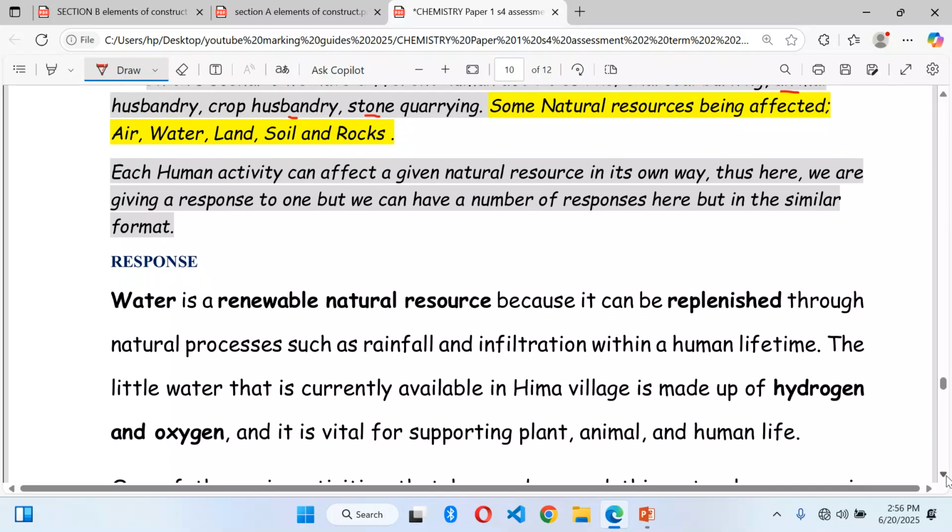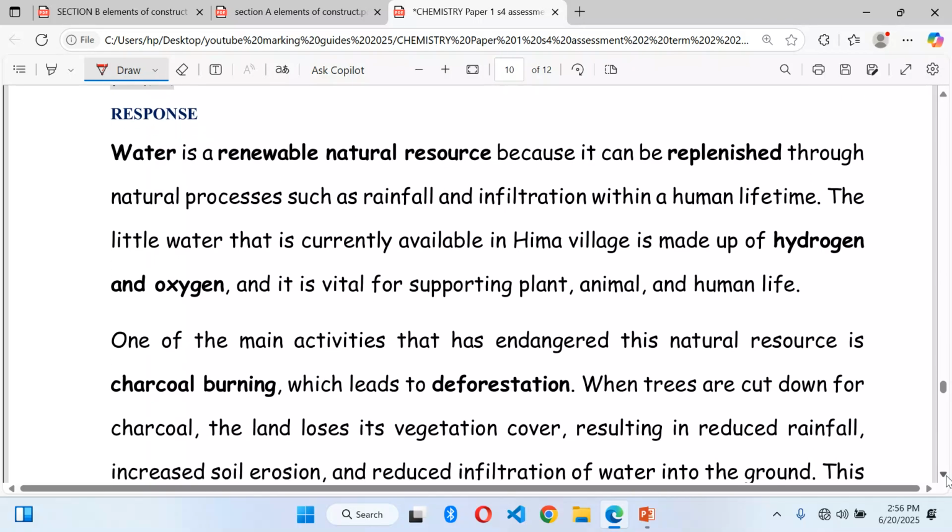Let's go through these 3 paragraphs. I'll be showing you how you get all the scores. The first paragraph, we talk about the natural resource that is being affected. I selected water. That is the example. It is a renewable natural resource because it can be replenished through natural processes such as rainfall and infiltration within a human lifetime. So this is example, category, reason.